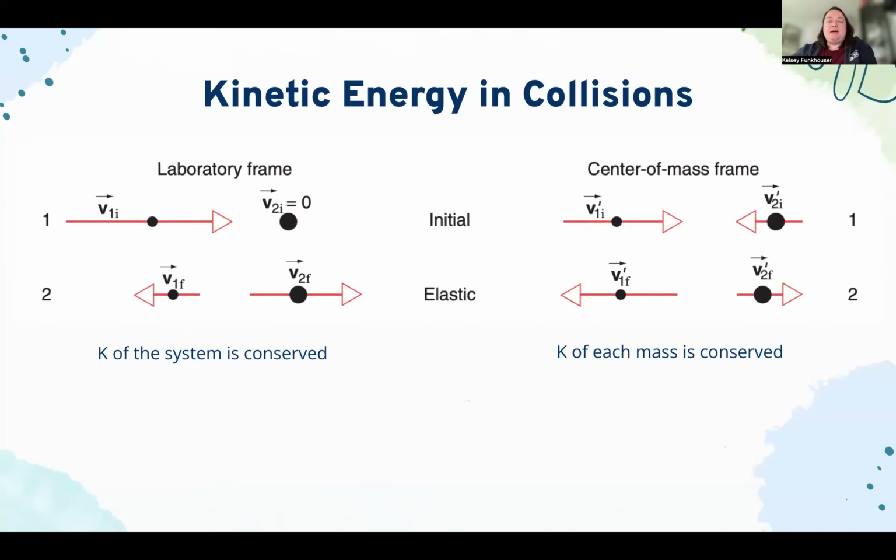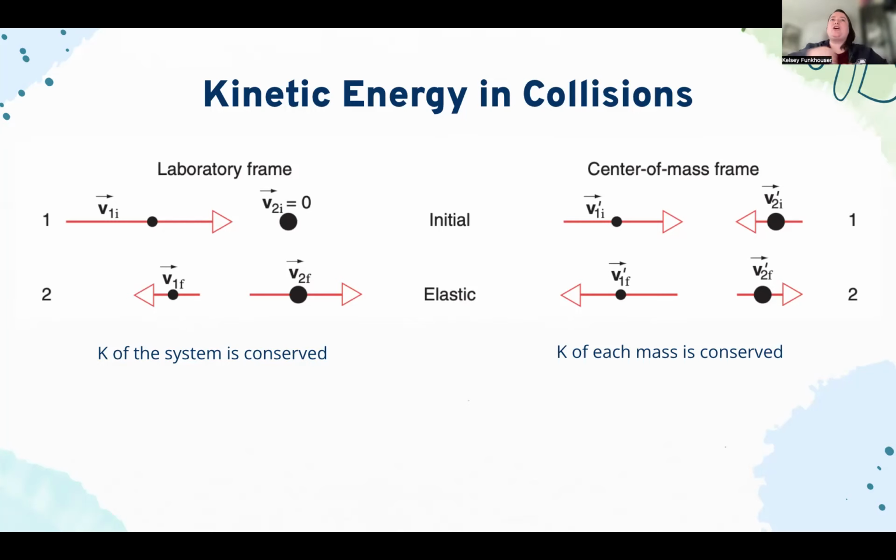Let's look at this example of collisions. We have 2 frames here that we're looking at. There's the laboratory frame, so just a frame that isn't accelerating, and the center of mass frame, which is a frame where the center of mass isn't moving. So we have our initial situation in the lab frame, where mass 1 is moving with an initial velocity and mass 2 is at rest. In the center of mass frame, both masses are moving toward each other with initial velocities. We have an elastic collision where the masses collide and bounce apart. In the center of mass frame, they bounce off with momentum equal and opposite to their initial momentum.